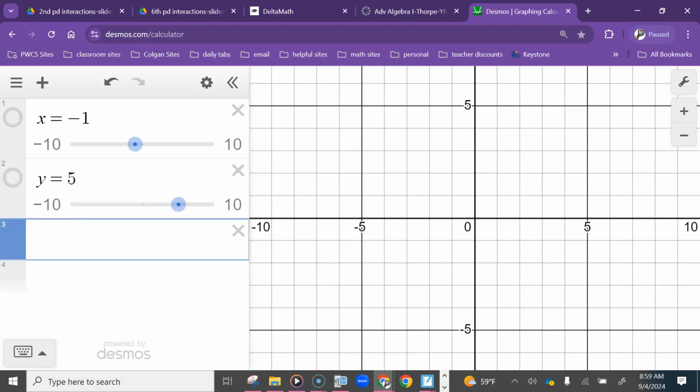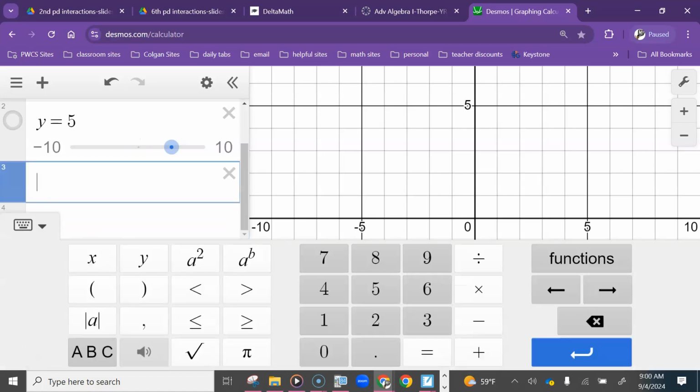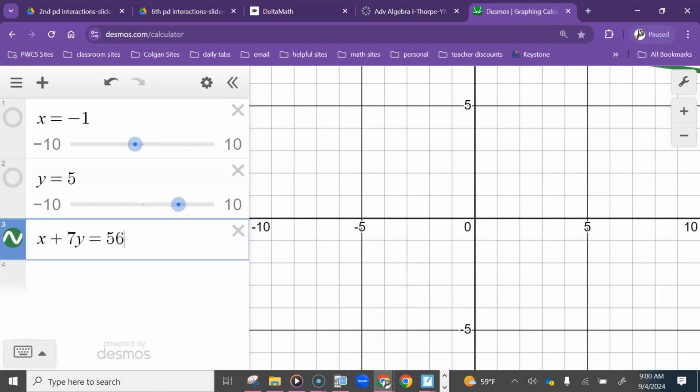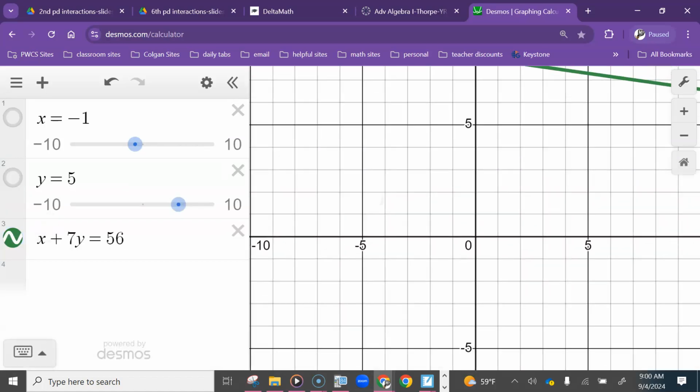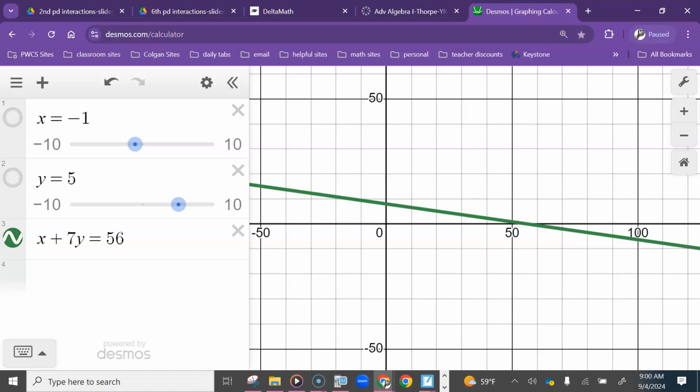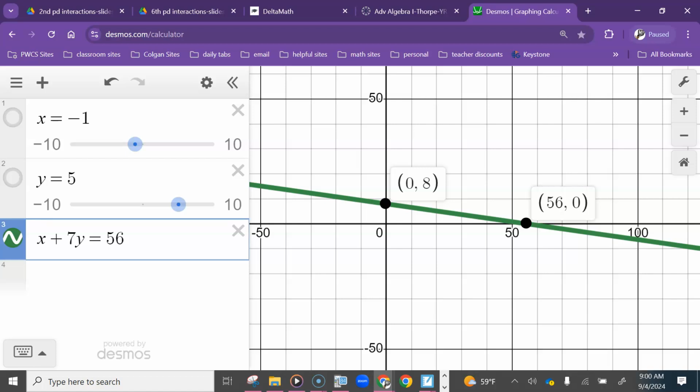Okay, and then let's say I put number 4 back in here. X plus 71 equals 56. Now, because of this 56, you have to zoom out. And then on the line, you can just click it, and it'll take you to those x and y intercepts, and you can double check, did you get that correct or not?